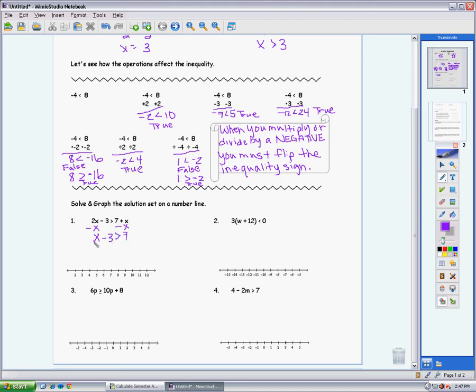Okay, so if I'm going to solve for x, that means I need to move this negative 3. And again, we do the opposite. Add 3. And I get x is greater than 10.